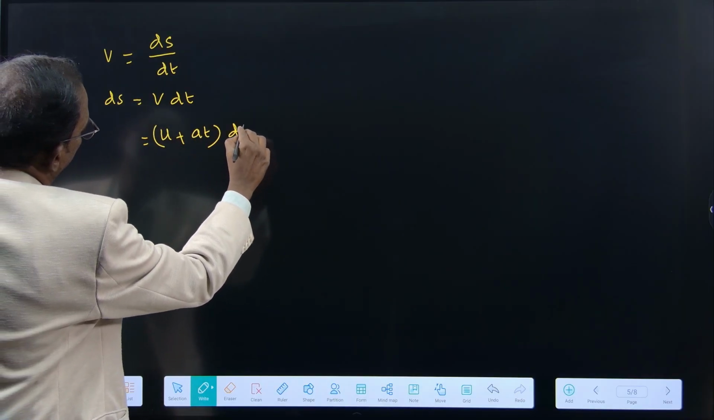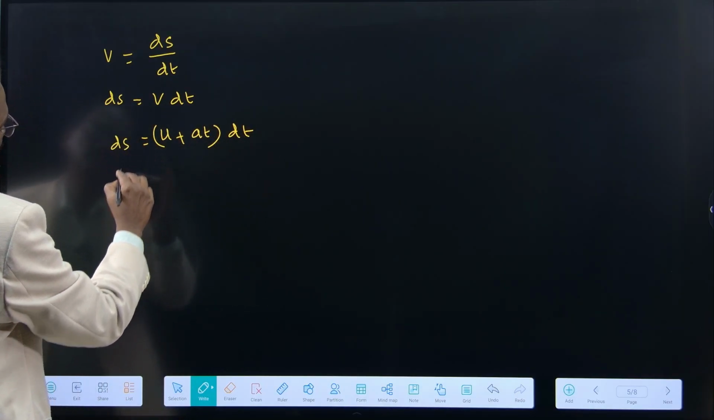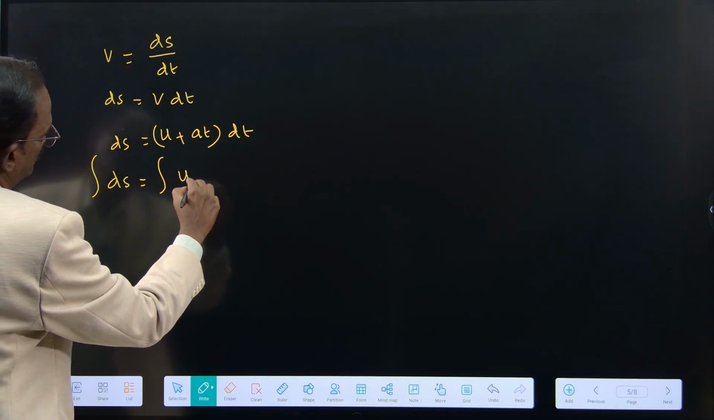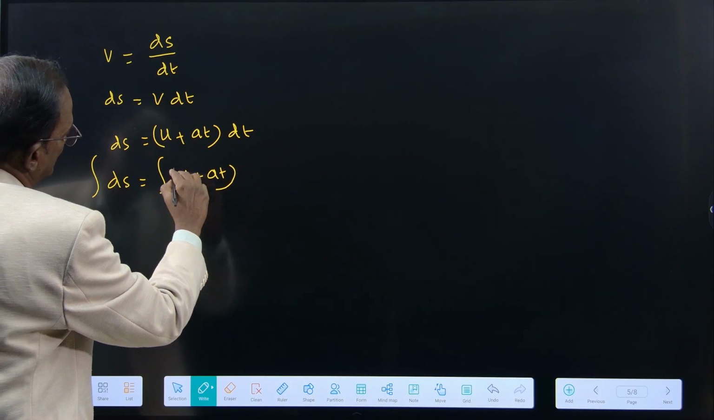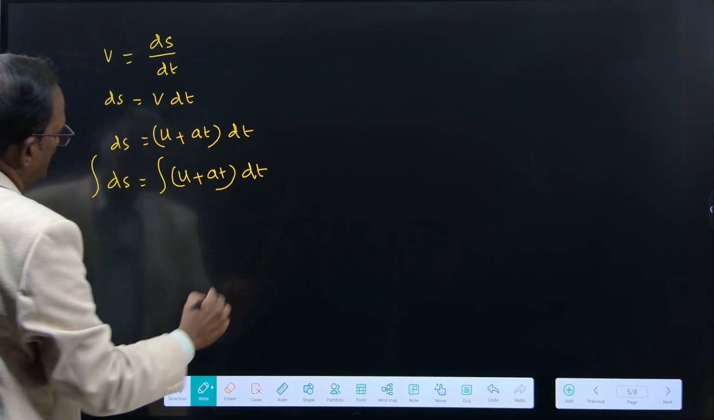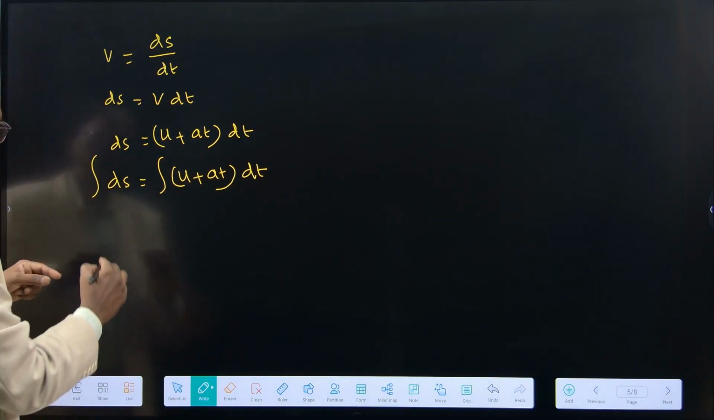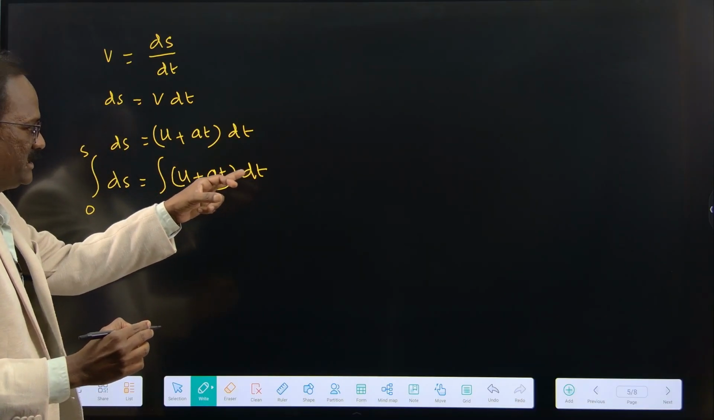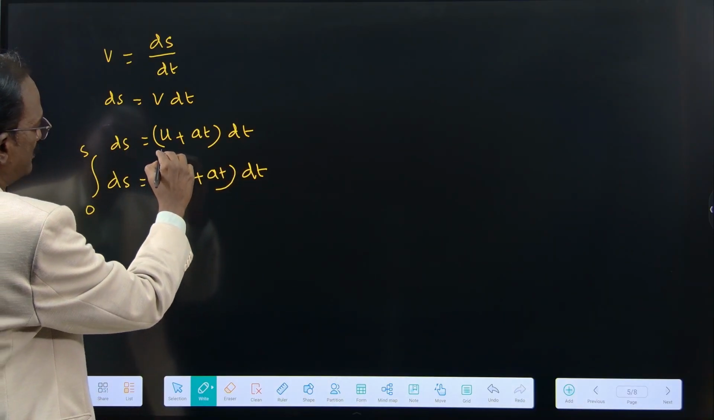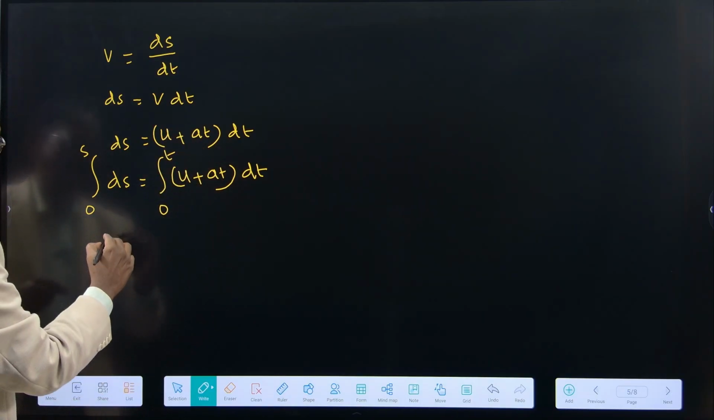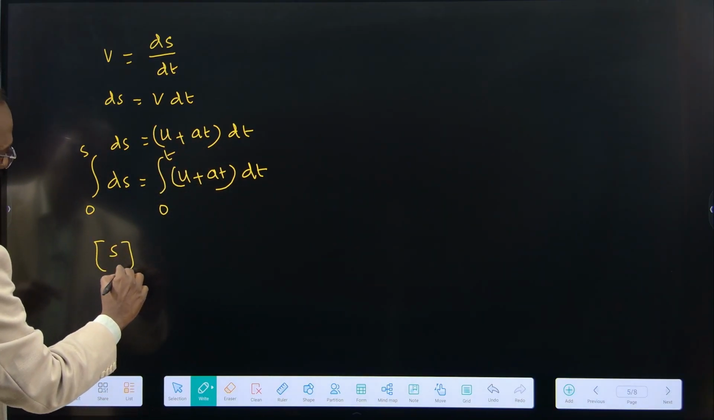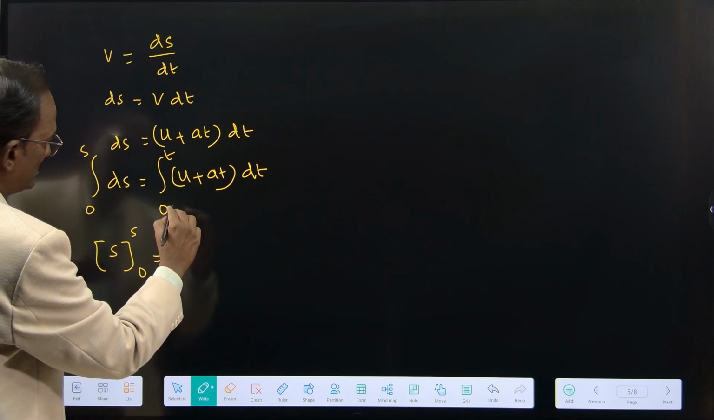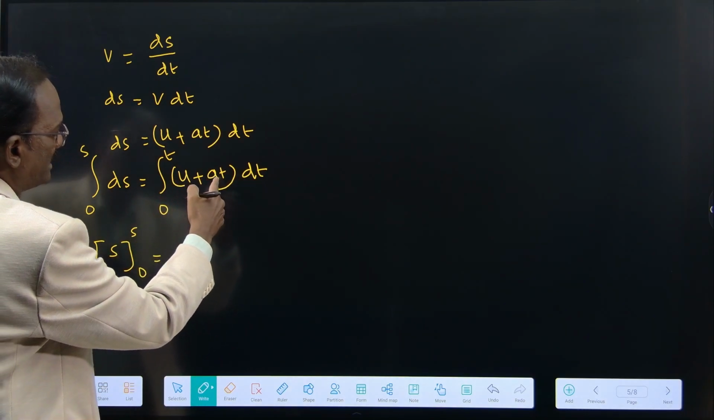Then dt, and this side it is ds. So we will integrate both sides: the integral of (u plus at) dt. It is with respect to s: s initial value is 0, final value is s. Here with respect to t, initial value is t 0, final value is t. So this side s is the term which is coming, its limits are 0 to s, and this is u plus at into t.